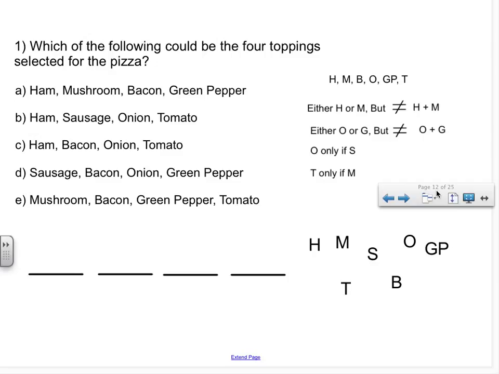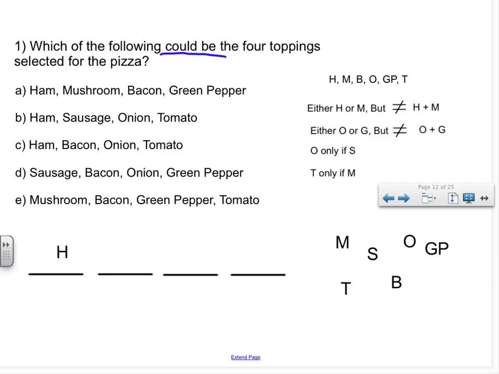Let's take a moment to read through question 1 together. Which one of the following could be the 4 toppings selected for the pizza? So what I'm going to do for this question is enter each answer choice into our diagram, and I'm going to simply see if it breaks any of the conditions. So for A, we have ham, mushroom, bacon, and green pepper.